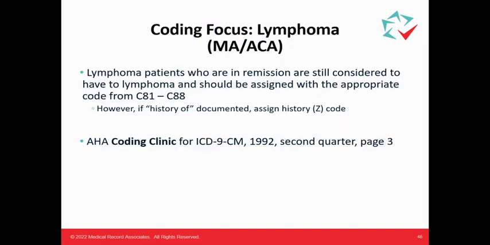Okay, now let's talk about lymphoma. In lymphoma, patients who are in remission are still considered to have lymphoma and should be assigned the appropriate code from C81 through C88. However, if history of is documented, assign a Z code. HCC Coding Clinic from 1992, second quarter, page 3. There was a recent Coding Clinic that came out third quarter 2022 that, I'm sorry, at this time I haven't had a chance to review, but it might impact that.